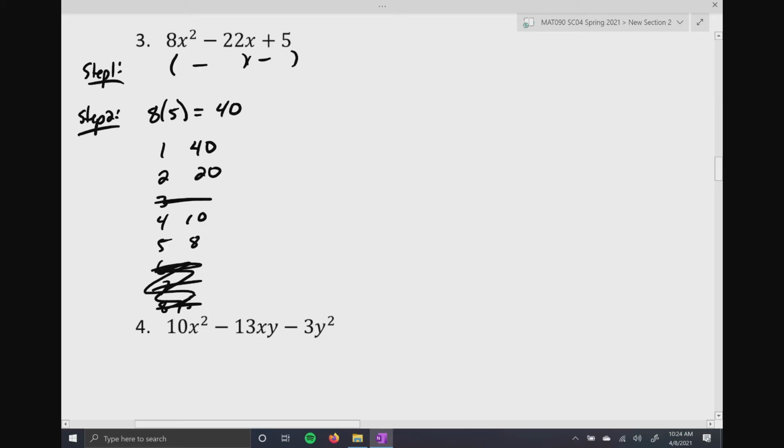Now, here's the thing. We know from step 1, our little idea, both the numbers have to be negative. So I'm going to rewrite my middle term, negative 22x, as negative 2x minus 20x. And it doesn't matter the order. Negative 2x minus 20x or minus 20x minus 2x. It doesn't matter. The only thing that matters is you got the right pair of numbers.